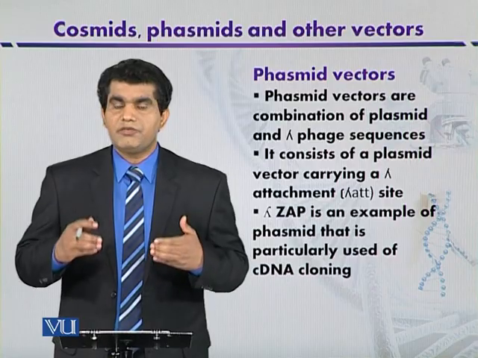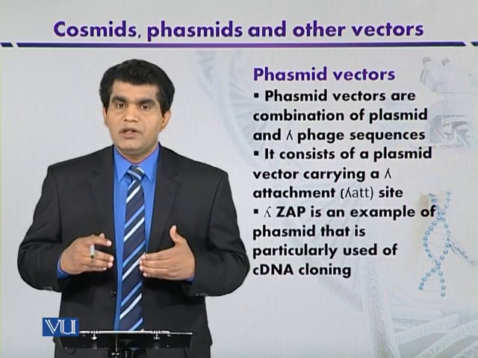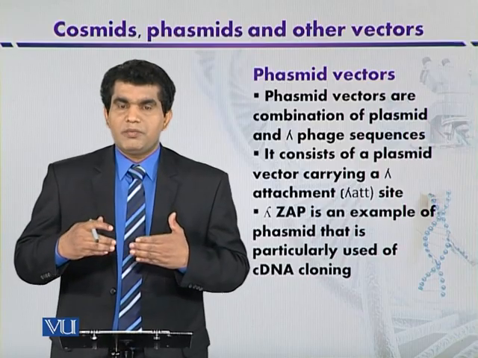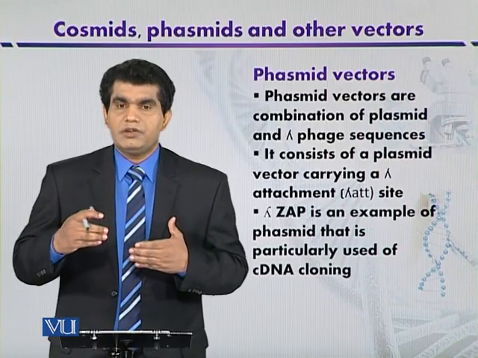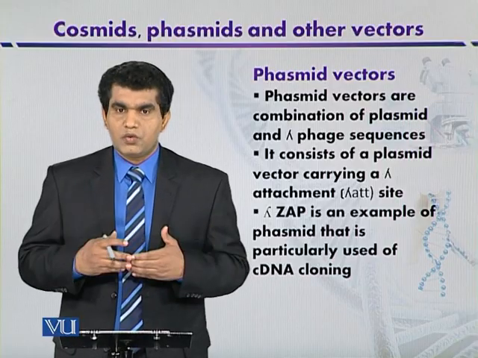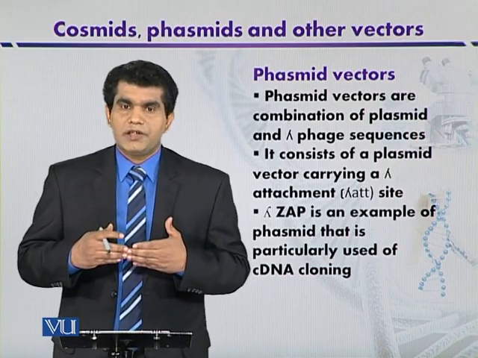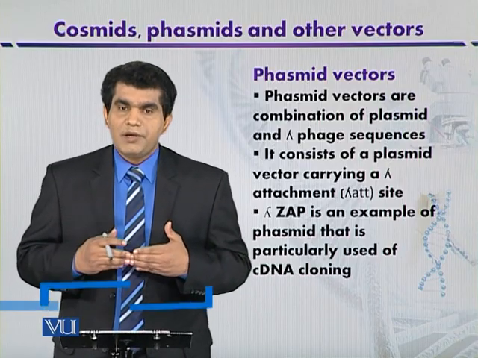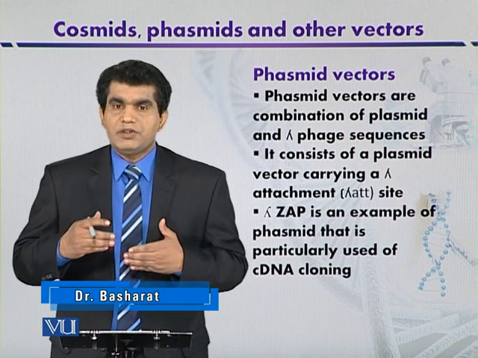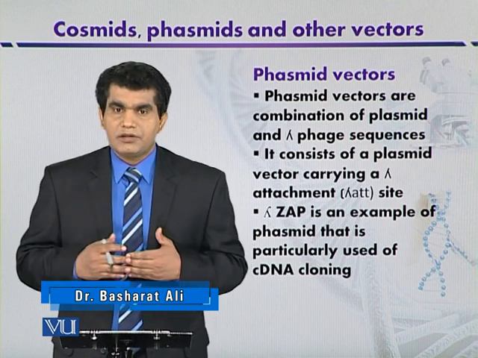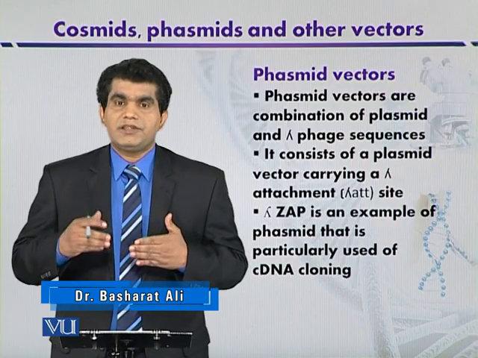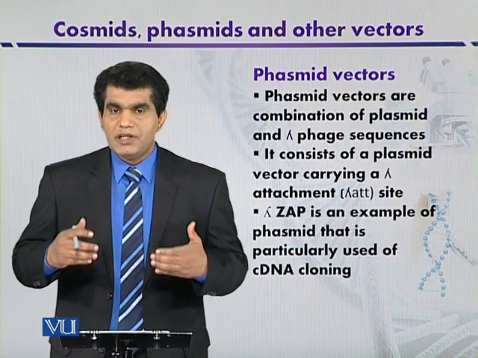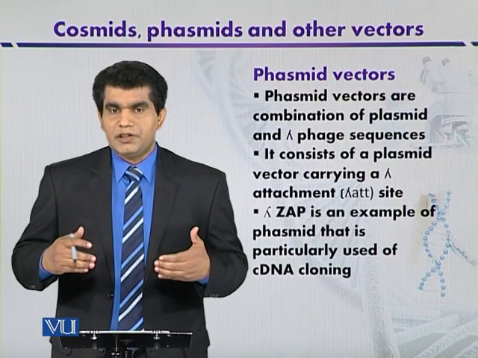And this insertion of the plasmid into the lambda genome is by the same mechanism by which the lambda genome inserts itself into the host bacterial chromosome by a process which is called site-specific recombination. If you remember, in case of lysogenic bacteriophages or cycle, lambda genome by site-specific recombination can insert its DNA into the host bacterial chromosome.